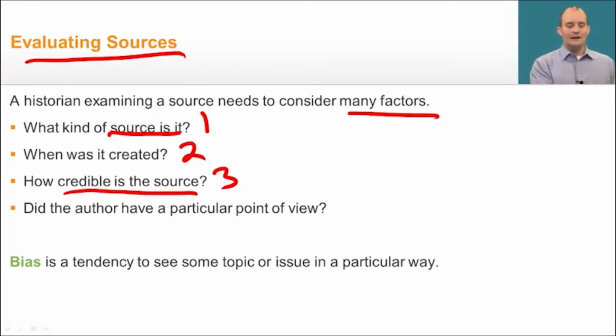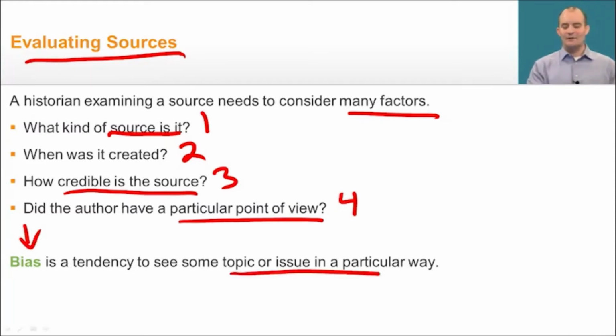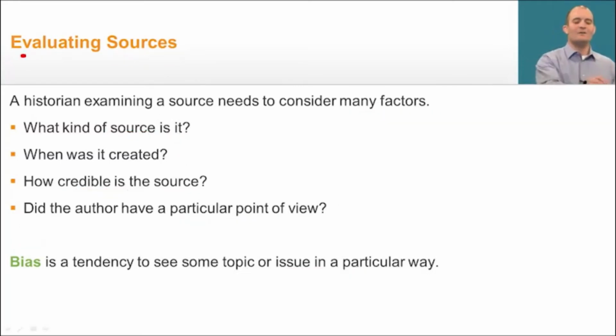Finally, you need to look at whether the author had a particular point of view. This leads into our last point, looking at bias. Bias is the tendency to see some topic or issue in a particular way. Everyone has a bias, but as you're writing your history, you need to try to stay as neutral as possible. So this is just how you evaluate some of your sources.